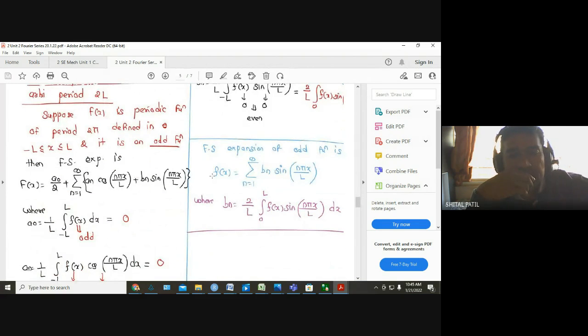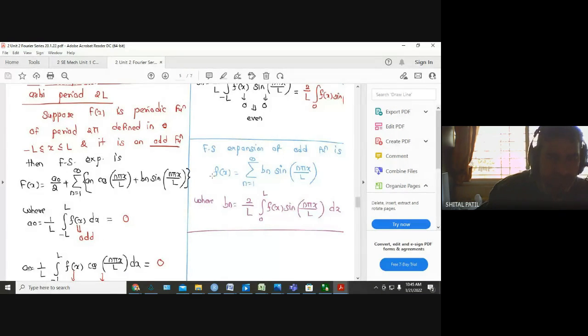Then the Fourier series expansion of an odd function is given by summation of bn sine of n pi x divided by L, where bn equals 2 by L, integration from 0 to L f of x sine of n pi x divided by L dx.